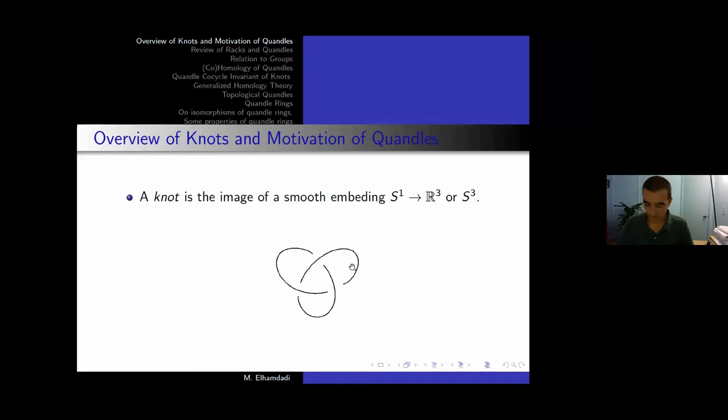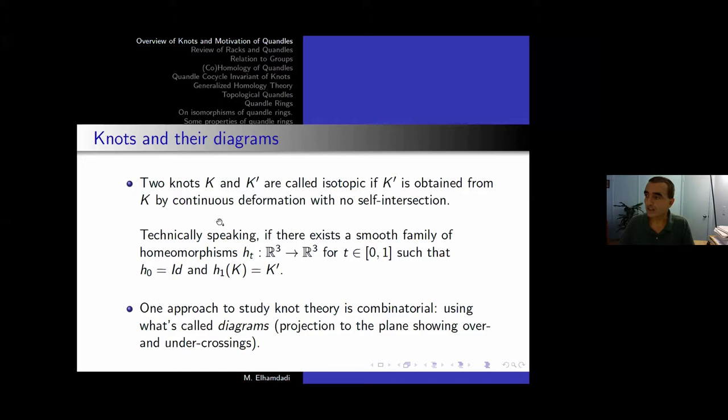Now we consider two knots to be equivalent if one can be deformed to obtain the other one. The requirement of the deformation is that at no time should the knot go through itself. Then two knots are called isotopic. That's the technical word for it. Two knots K and K prime are isotopic if K prime can be obtained by continuous deformation with no self-intersection. Now, if you allow self-intersection, then you get out of classical knot theory. You can do what's called singular knot theory, Vassiliev theory of knots. That's something else we will not talk about today.